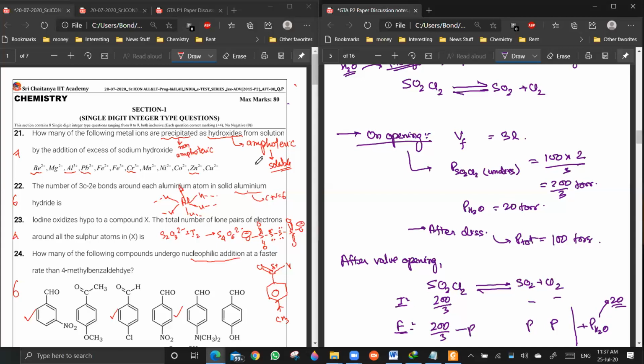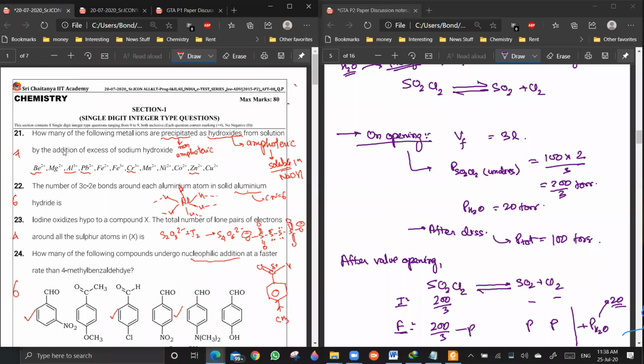21. Now you see, it is asking which of the metal ions will be precipitated as hydroxides from the solution. If your hydroxide is amphoteric, it will be soluble in NaOH. You won't get that hydroxide as precipitate. So you require your hydroxide to be non-amphoteric. Oxides and hydroxides of Be2+, Al3+, Pb2+, Cr3+, and Zn2+ are amphoteric. They will be soluble in excess of NaOH. So the rest of them will be non-amphoteric. So they are the answer. Are you getting your point?